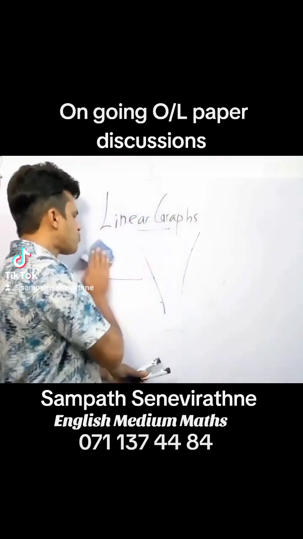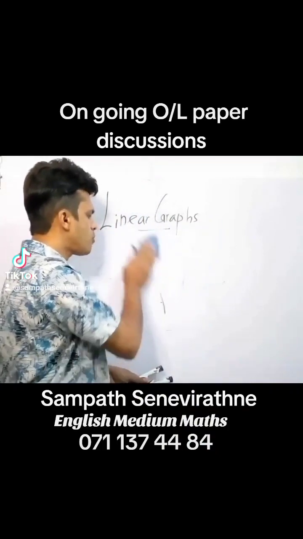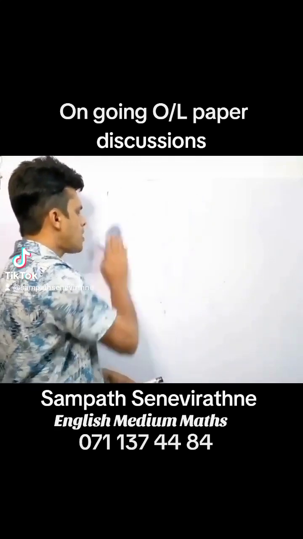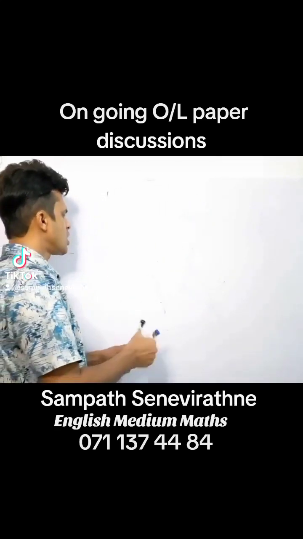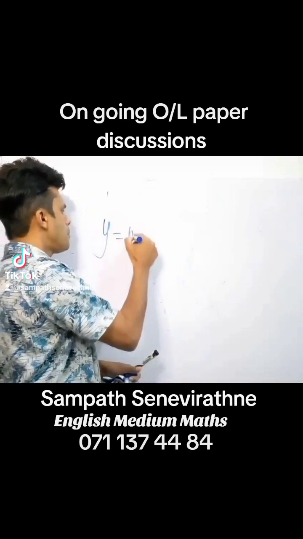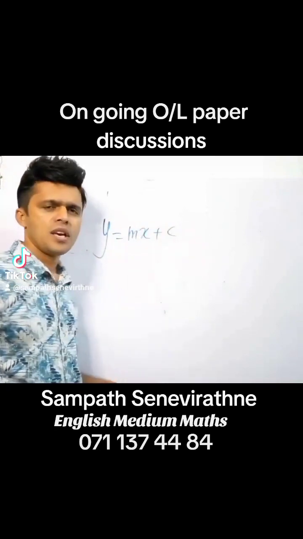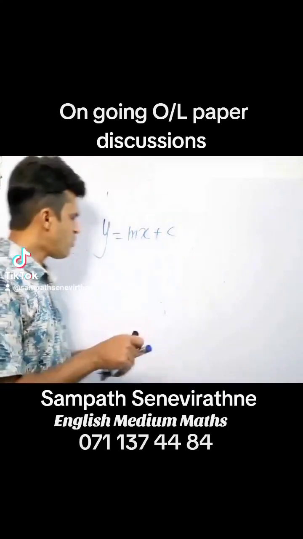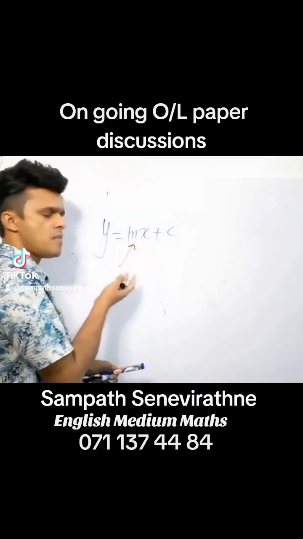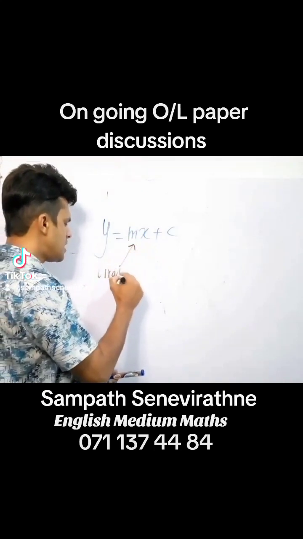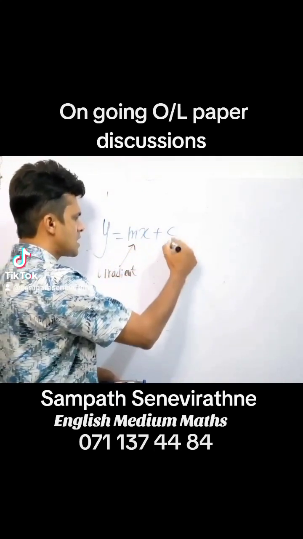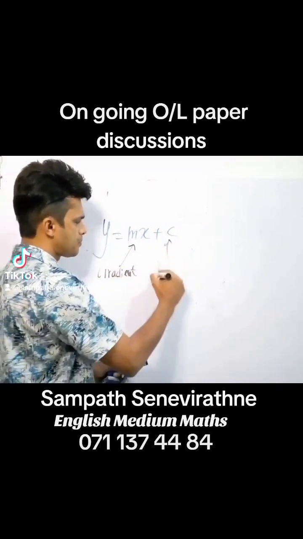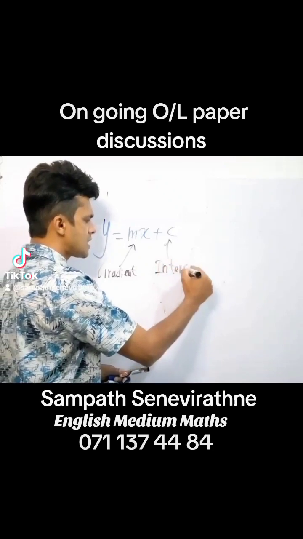So what is the common form of linear graphs? The common form of linear graphs is y equals mx plus c. So here, what is m? What is the idea of m? m is the gradient. What is c? c is the intercept.